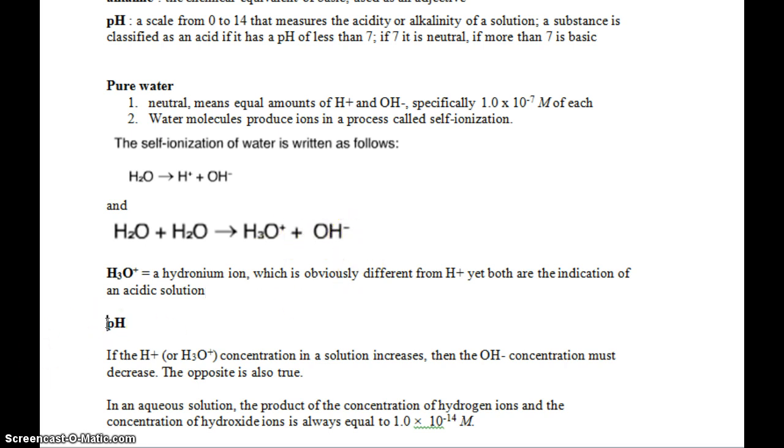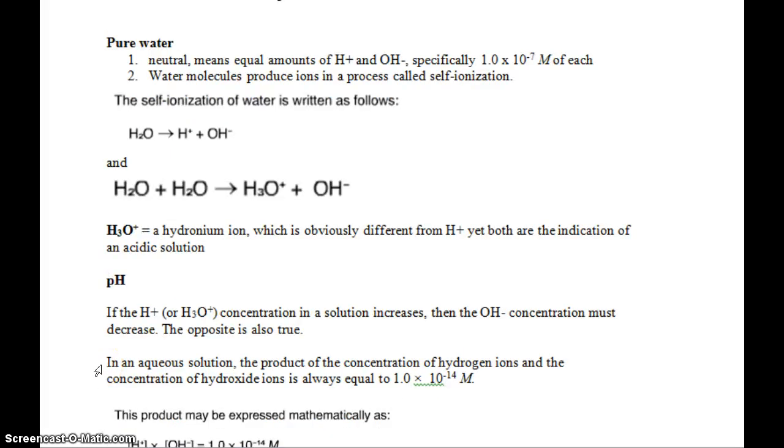All right, so let's talk a little bit about pH. I know it hasn't really started talking about pH, but in a way they did, so I put it under the heading of pH. If the hydrogen ion or hydronium ion concentration in a solution increases, then the hydroxide ion concentration must decrease. So when one goes up, the other one goes down. The opposite is also true. In an aqueous solution, the product of the concentration of hydrogen ions and the concentration of hydroxide ions is always equal to 1 times 10 to the negative 14th molar.